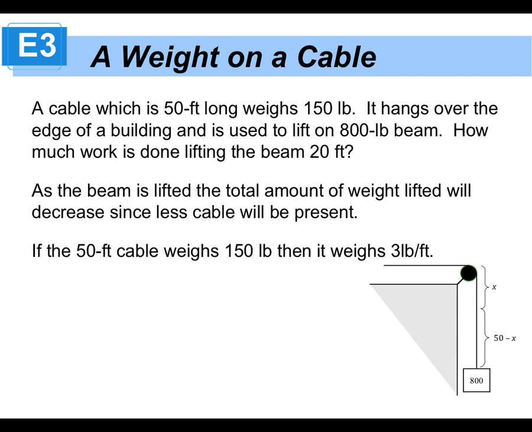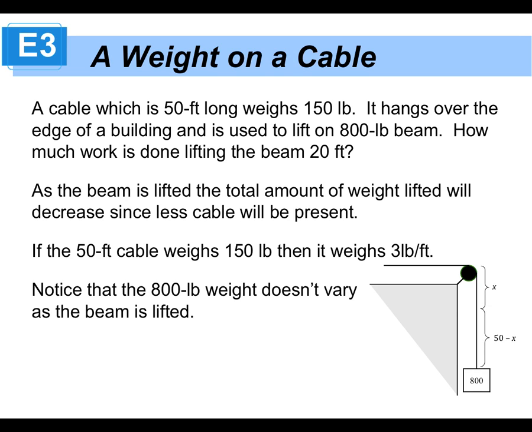Okay. So we got to do a little bit of work here. It's a 50-foot cable that weighs 150 pounds. Therefore, it weighs 3 pounds per foot. And we're going to go with feet because everything is in feet. We could calculate into, whatever. And notice that in this problem, the weight doesn't change. This 800-pound weight is fixed. That is a non-variable force.